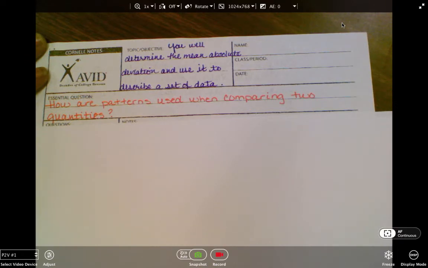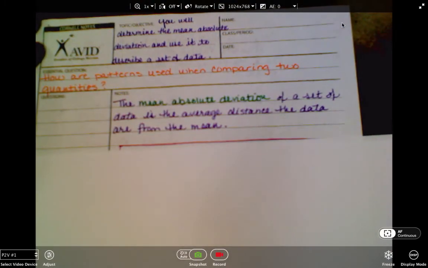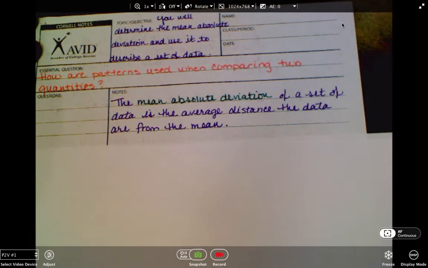Well, what exactly is mean absolute deviation? Well, let's start off with a lovely definition. The mean absolute deviation of a set of data is simply the average distance that each value in our data is away from the mean. Once again, it's simply the average of the distance that each value is away from the mean. So we are going to figure out how we do this. It's super simple, I promise you.